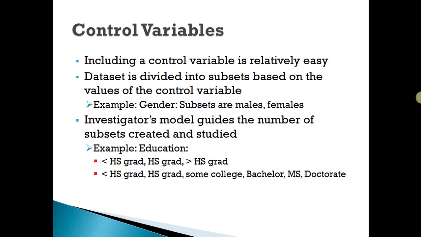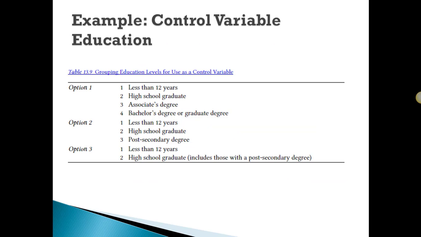Another example is education. We could look at education in a lot of different ways. We could look at big buckets like less than high school graduate, more than high school. Or we could go more granular, where we could look at some high school, then high school graduate, some college, a bachelor's degree, a master's degree, a doctorate. And here are three options. This one's even further exploring, looking at an associate's degree and then a bachelor's degree or higher, so all the bachelor's degree and higher are put into one bucket. Here are just two buckets, less than 12 years and then high school graduate and above. So it really depends on the purpose of the study.